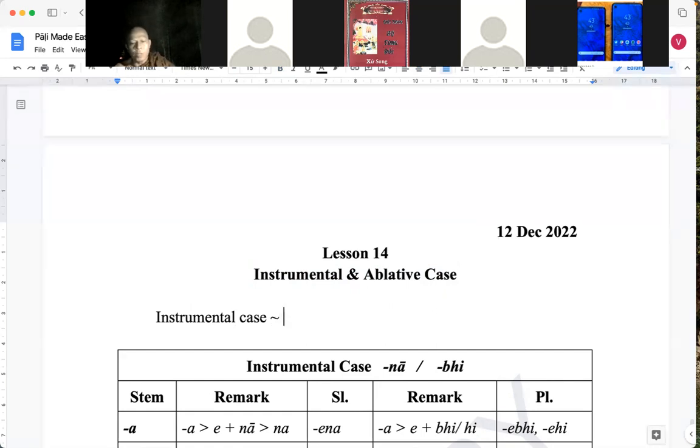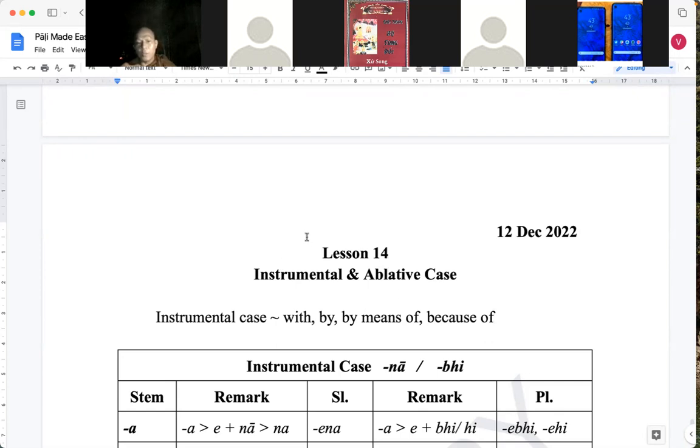So we commonly translate the instrumental case into English using the prepositions with or by or by means of, and also sometimes, based on the context, because of. By means of and because of are a little bit in common, but with and by are very common.